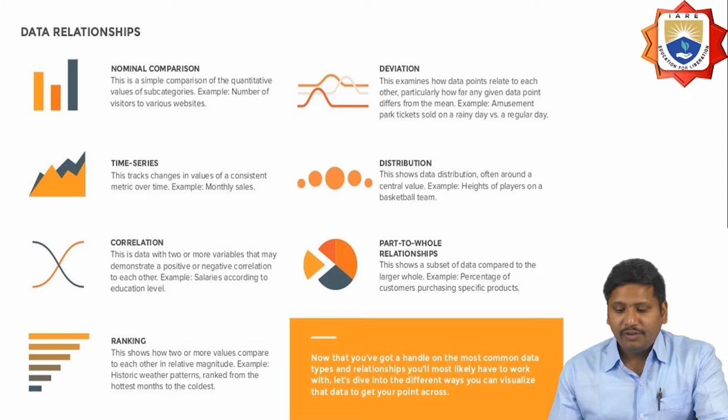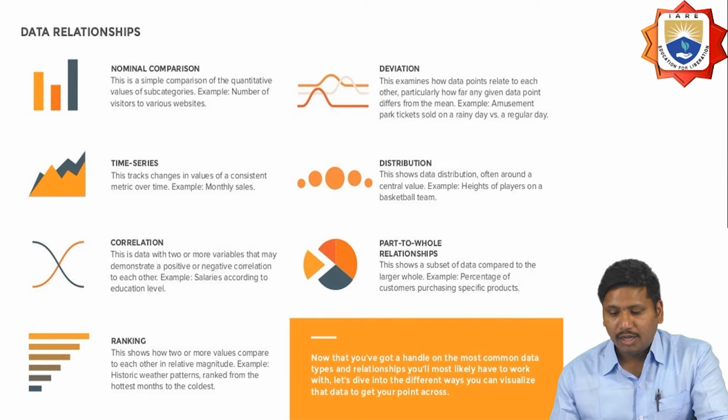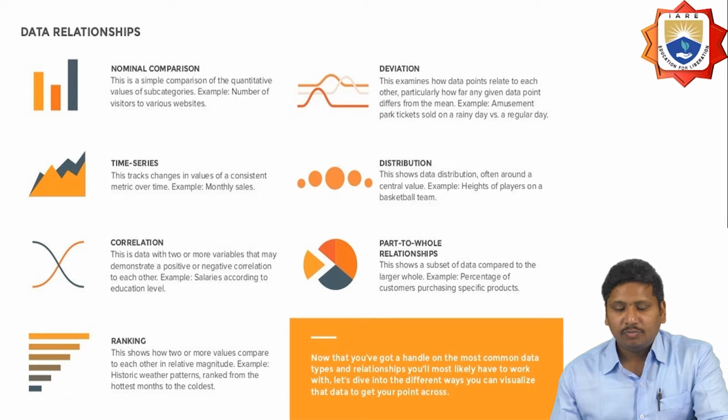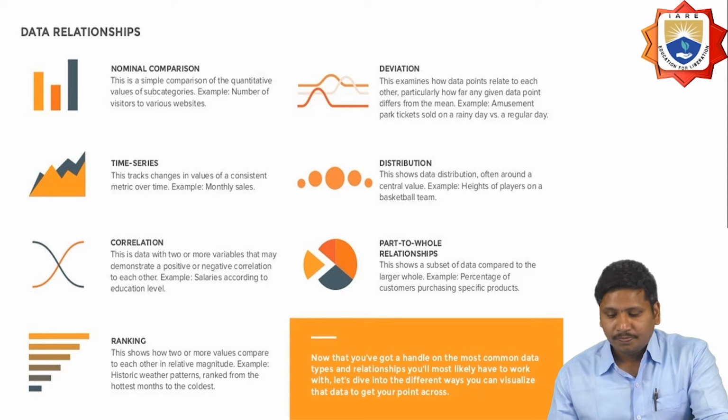And next one is the deviation. So the deviation means we should be able to explain how the data points relate to one another, and particularly show how far any data point differs from the mean. For example, amusement park tickets sold on rainy days or a regular day. That kind of comparison I have to make. The number of tickets sold in the summer season and rainy season, how it will deviate, that should be understood.